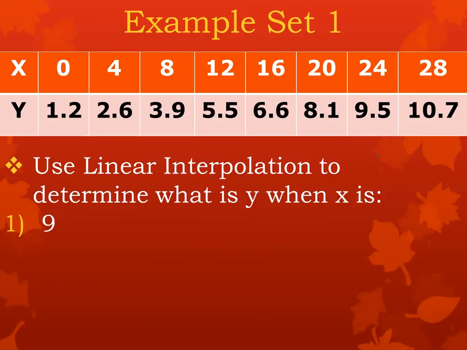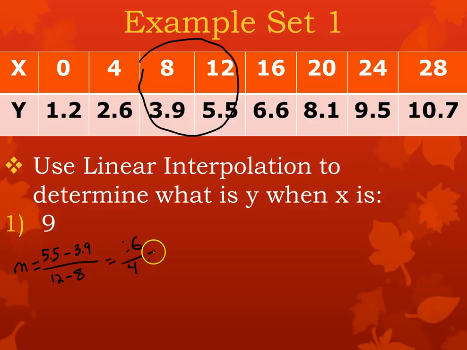So, use linear interpolation to determine what y is when x is 9. So now we're going to use these points to find my slope. So my slope is going to be 5.5 minus 3.9 over 12 minus 8. We get 1.6 over 4, which is 0.4.